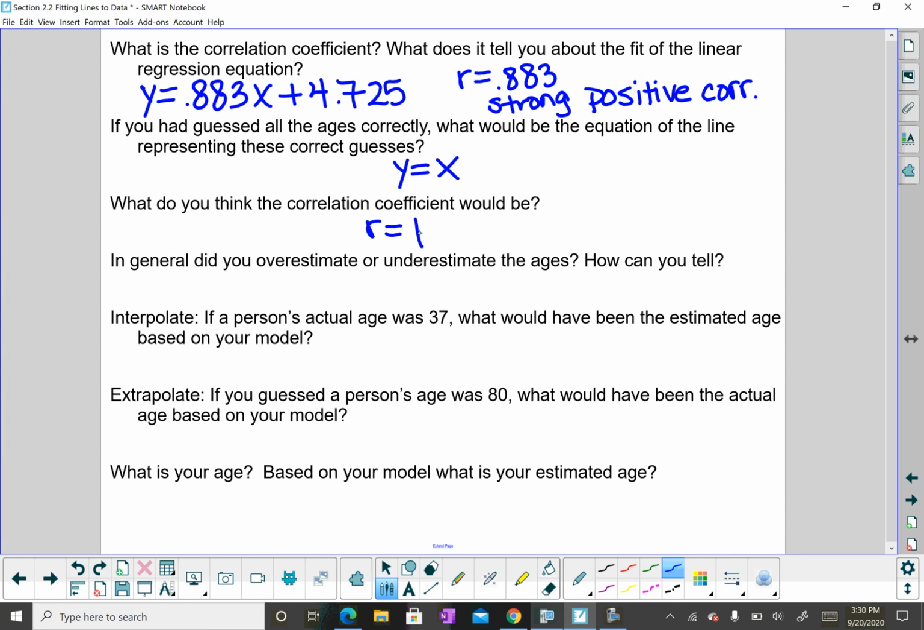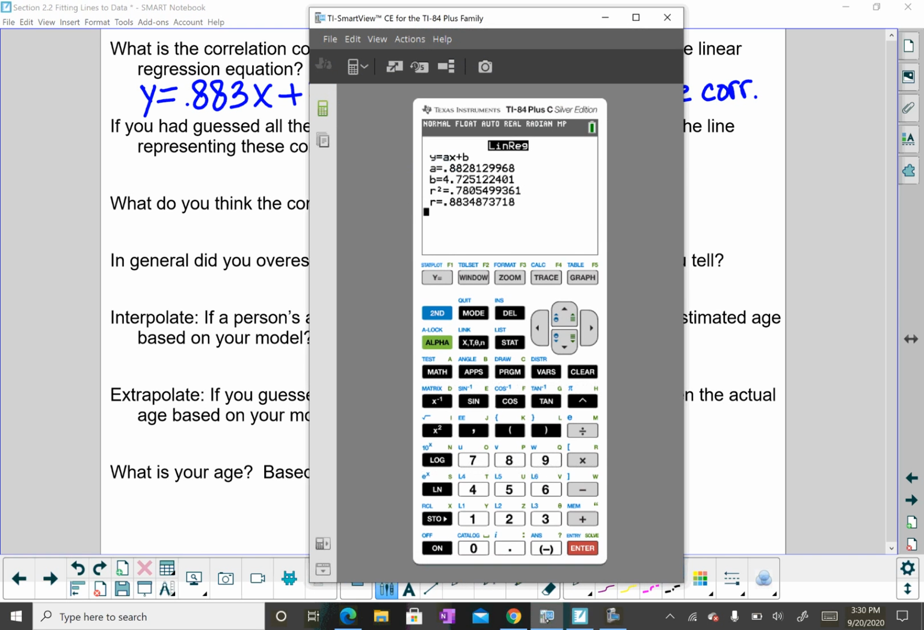As my guess went up, their age went up, or as their age went up, their guess went up. But again, we could draw a line that would connect all of those points. So the correlation coefficient would be a positive 1. In general, did you overestimate or underestimate the ages, and how can you tell? So how can we tell? We can look at a picture of this. So we're going to hit y equals, and we're going to put our equation in there.